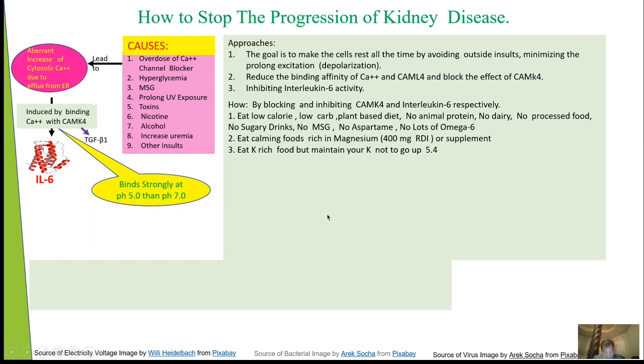Now, if you have end-stage kidney disease, it's a little bit harder because you have to eat potassium, but you have to make sure that the potassium will not rise to 5.4. So you can maybe eat, I don't know exactly how much, half a banana or these green leafy vegetables. You have to test that your potassium will not rise above 5.4.